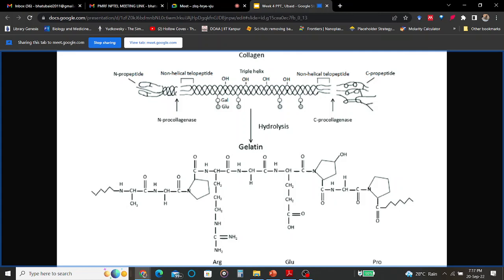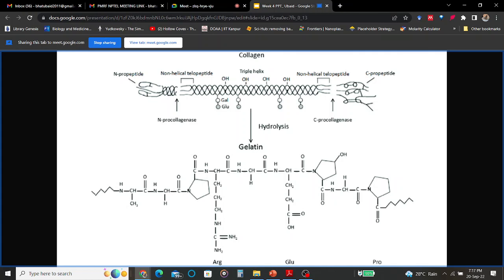You may be aware that there are two types of gelatin: gelatin A and gelatin B. If the collagen is hydrolyzed by acids, it's called acid hydrolysis, and gelatin A is formed. If the collagen is hydrolyzed by a base, it's called base hydrolysis, and then gelatin B is formed. Ultimately, gelatin is a protein derived from collagen by controlled hydrolysis.